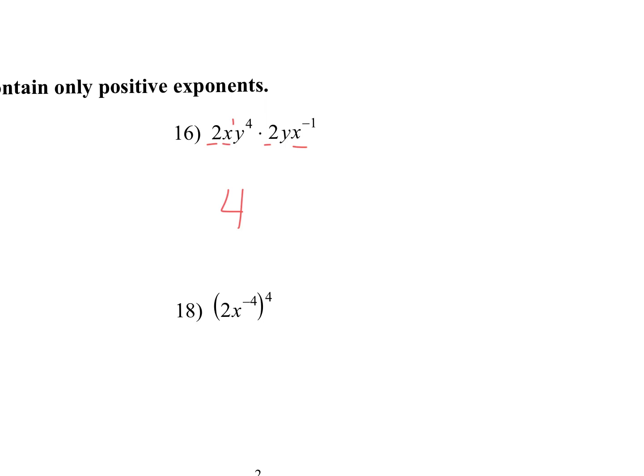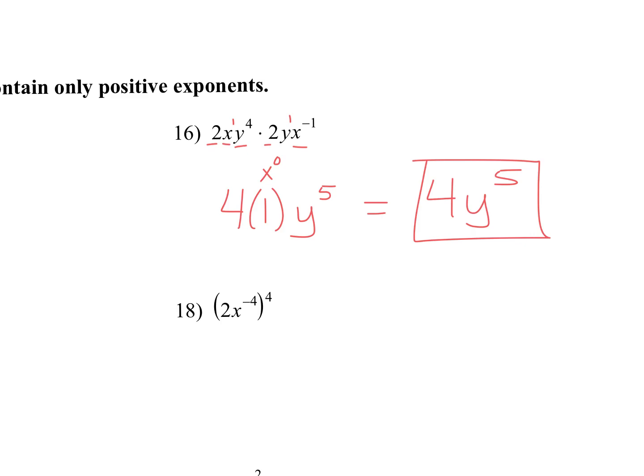0. Remember what anything to the 0 power is? Anything to the 0 power is just 1. So I'm going to write a 1 for now to replace those x's, because this was x to the 0. And then we have y's, y to the fourth and y to the first. So what's that exponent? 4 plus 1? 5. So then just simplify. We have 4y to the fifth.